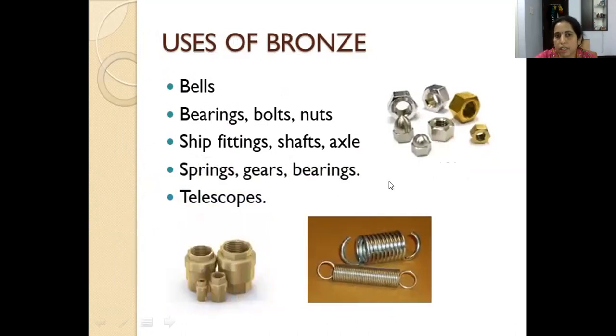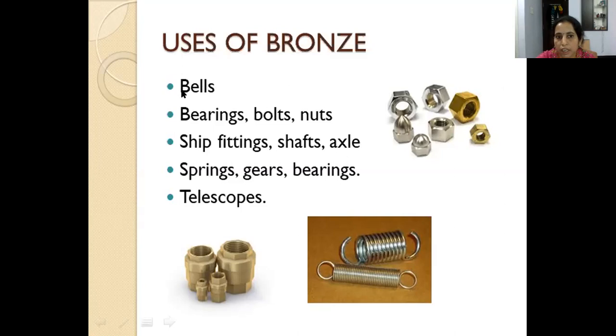In every metal and every alloy, we are studying the introduction of that metal, its composition, its properties, and then its applications. Here also we studied its properties and the types, and now we are studying the uses of bronze. We studied bell metal, gun metal, phosphor bronze, and manganese bronze. Every type of alloy has its own applications, so in the same way here we are just listing down its uses or applications.